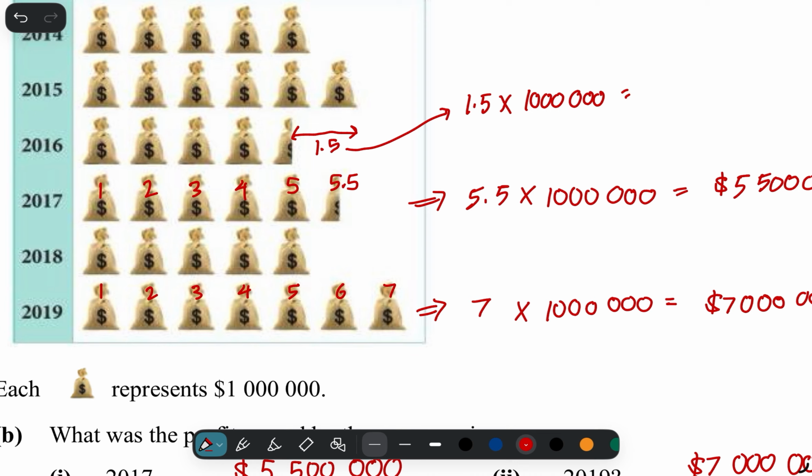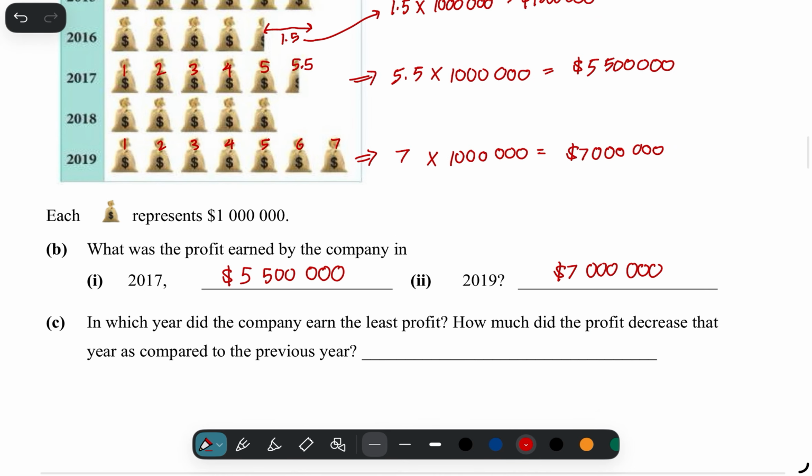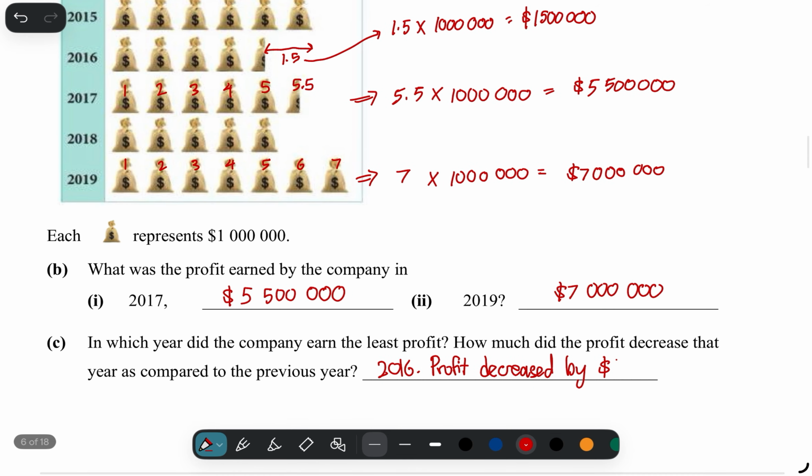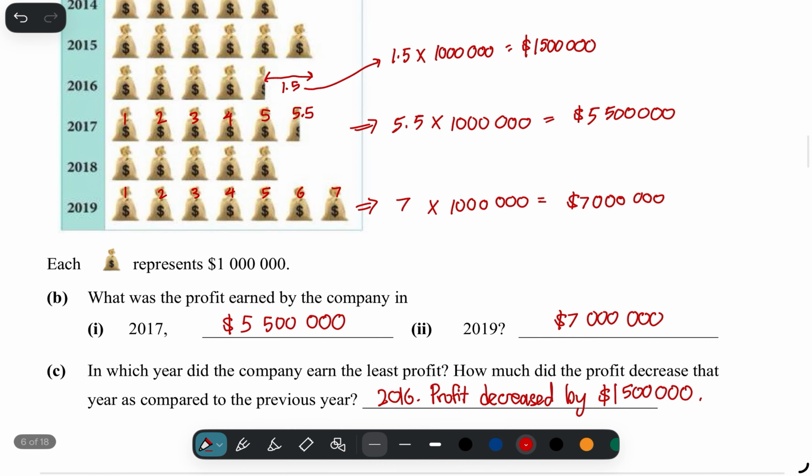Okay, the profit decreased from 2015 to 2016 by $1,500,000. So over here, you can say that 2016 earned the least profit. Let me write it clearly. Profit decrease by $1,500,000. Okay, this is for example number 4.